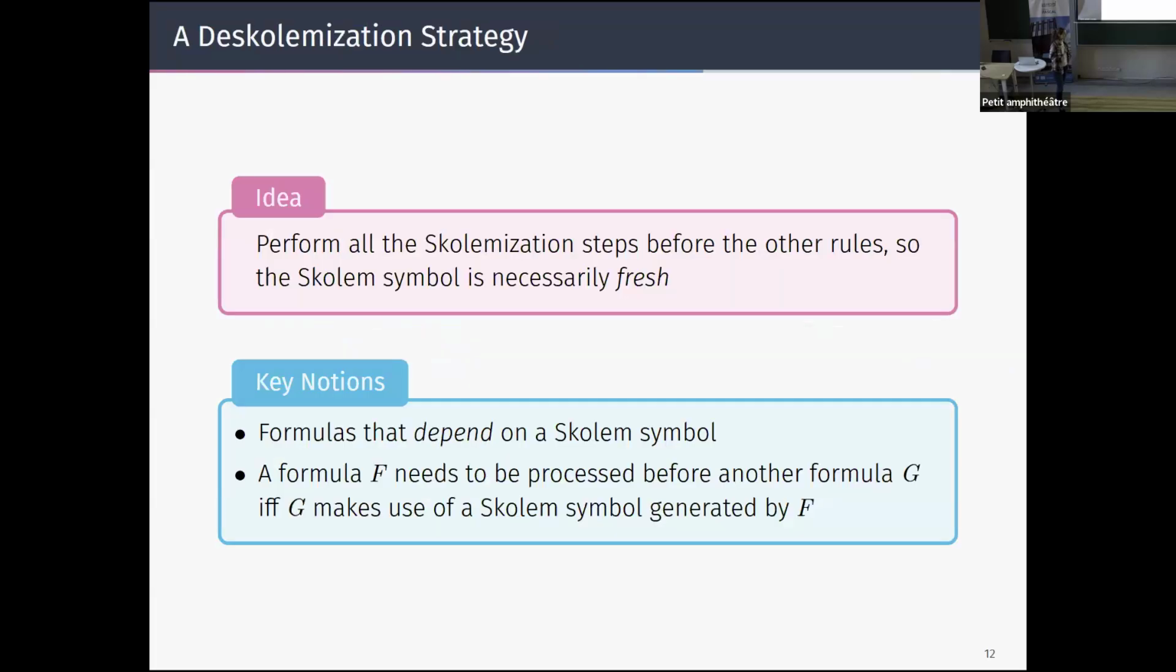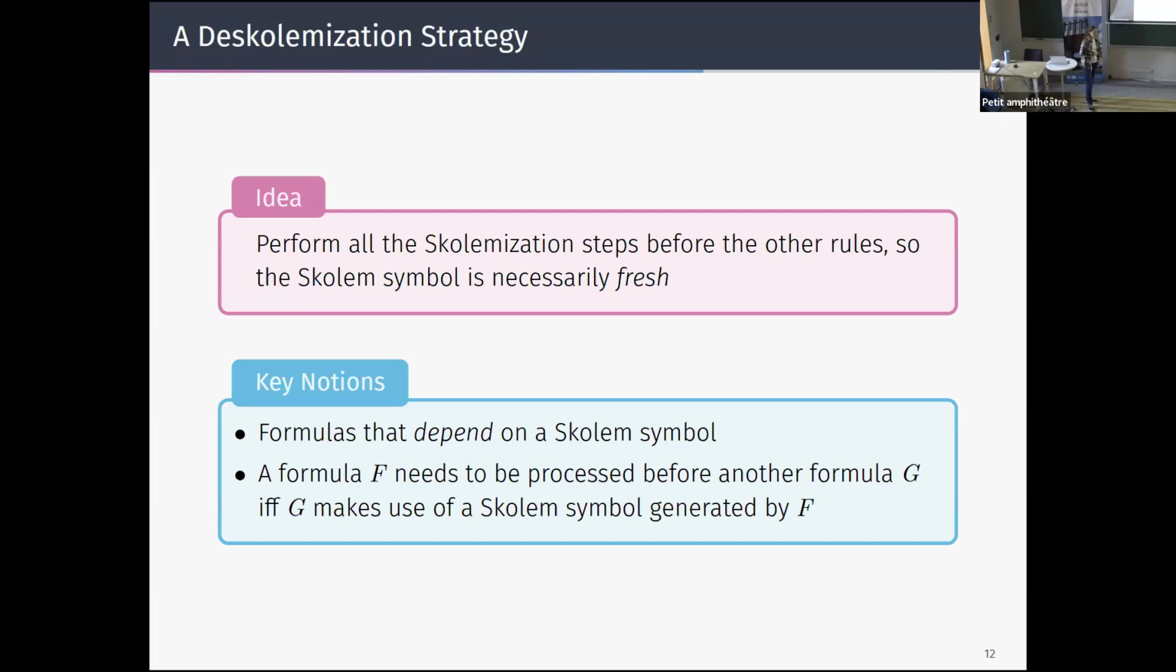with the main idea being that we will try to perform all the Deskolemization steps before other steps, so the Skolem symbol is necessarily fresh. In practice, we introduce the notion of formulas that depend on a Skolem symbol, which means that this specific formula uses some Skolem symbol. And we said that a formula F needs to be processed before another formula G, if and only if G makes use of a Skolem symbol generated by F. So introduce your Skolem symbols before using them.